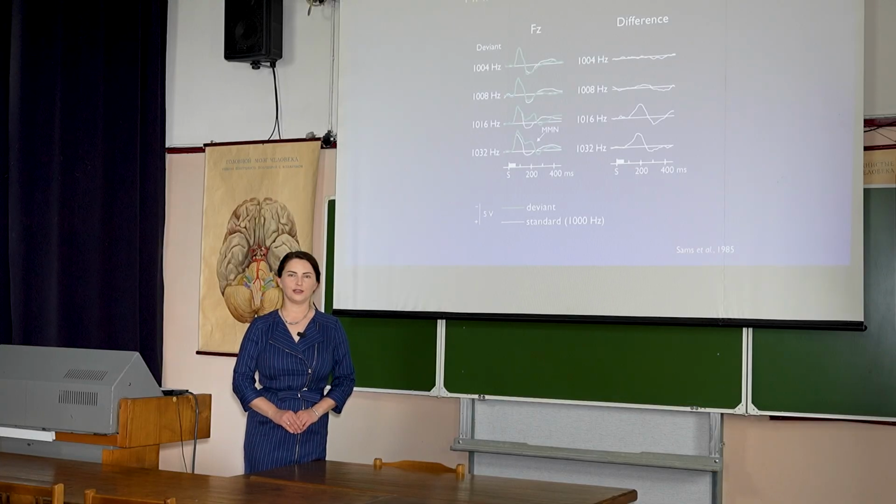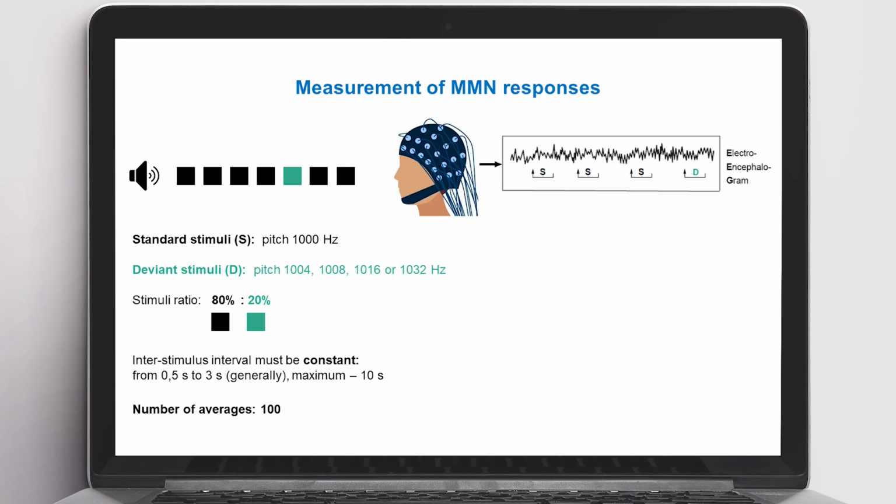So, as Risto Näätänen has just described, when registering mismatch negativity in the auditory modality, two types of stimuli are used: a standard stimulus such as a 1000 Hz tone, and a deviant stimulus, a higher frequency tone. The probability of stimulus presentation differs. The standard stimulus is presented much more often, in 80% of the cases, the deviant stimulus much less often, only in 20% of the cases. The order of presentation is random, but the interval between stimuli must be constant.